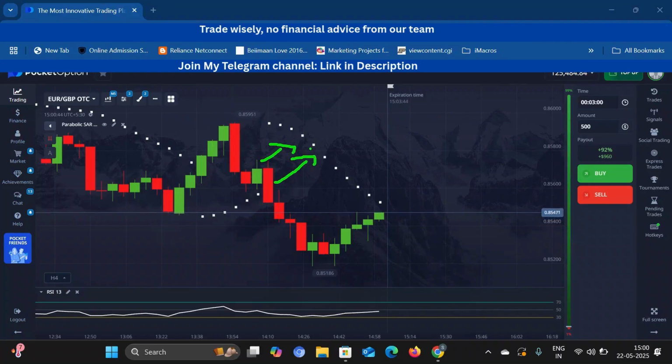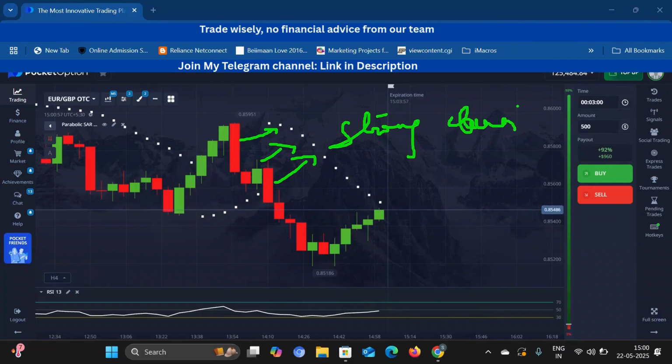So what does this actually mean for us as traders or analysts? It means that there is a strong trend present in the market at this moment. Specifically, in this example, it's a strong downtrend, which is indicated by the price moving far away from the indicator dots. The separation between the price and the dots is a clear visual signal that the current trend is powerful and likely to continue for some time.